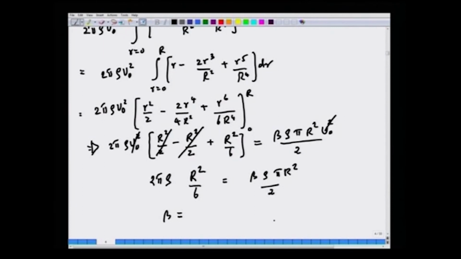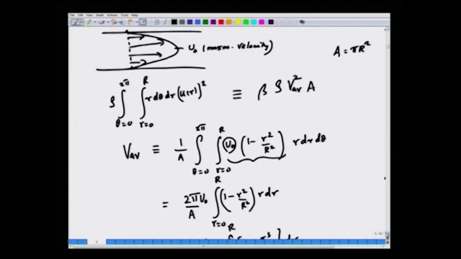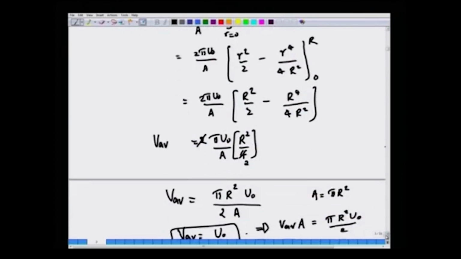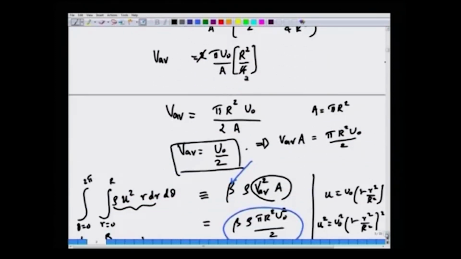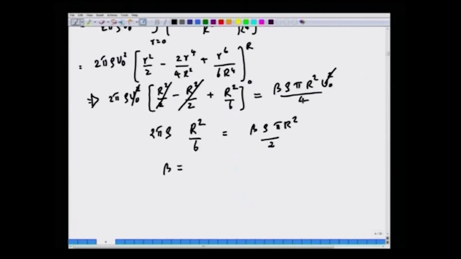I am still missing a factor of 2 here. Let us just go through the algebra a little bit once again. V average is u naught by 2, which is fine. Let us just look at this term. There is a factor of 4, because we are squaring V average. So, it is u naught squared by 4, which is why we were missing a factor of 2. Let us go back here and replace this by 4 and then by 4.